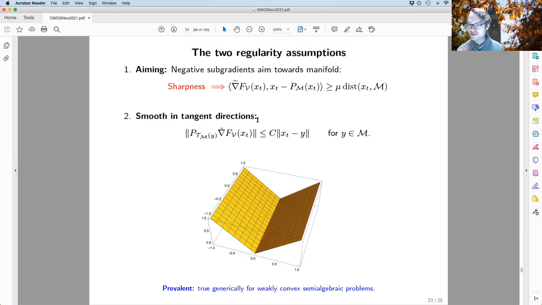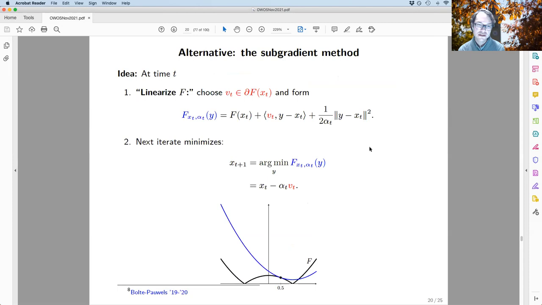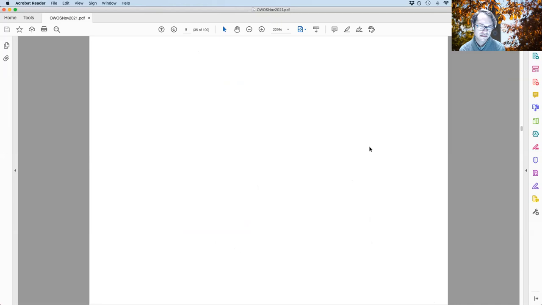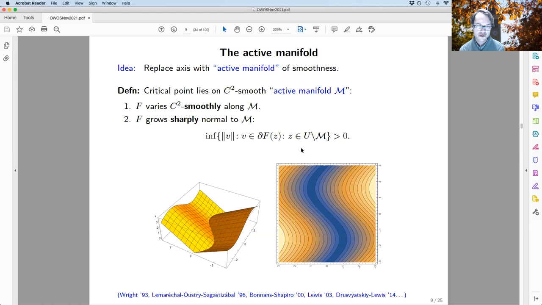I have a question. Yeah, please. So how do you define active manifold in general? It depends on who you are. For us, we went with the simplest example. For us, an active manifold is simply this: a function has an active manifold if there's a manifold in the domain, the function is C2 along that manifold, and the function grows sharply in the sense that its subgradients are lower bounded in the neighborhood of that manifold, except on the manifold itself. So it has that structure. That's how we define active manifolds.